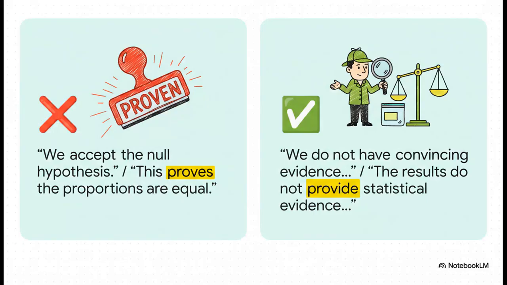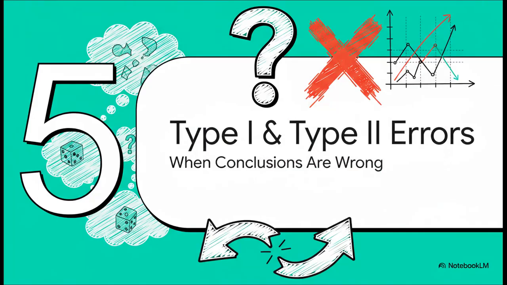Now listen up, because the exact words you use here are a huge deal. You never, ever, ever say you accept the null hypothesis, or that you proved anything. Why not? Because we're only looking at a sample. We can't be 100% certain about the whole population. Instead, you have to use this careful, wishy-washy language like, we failed to reject, or we do not have convincing evidence. It shows the grader you get the big idea here. We're dealing in uncertainty.